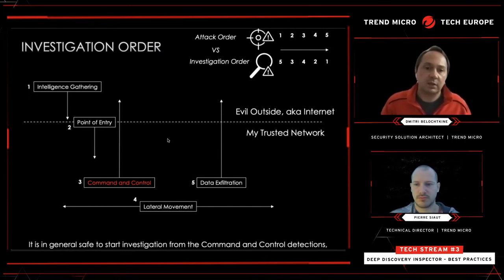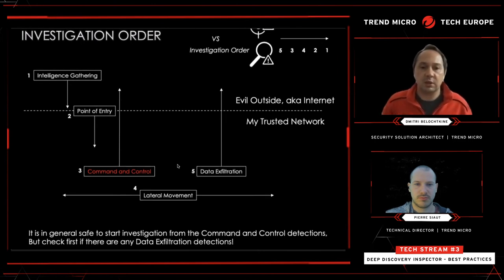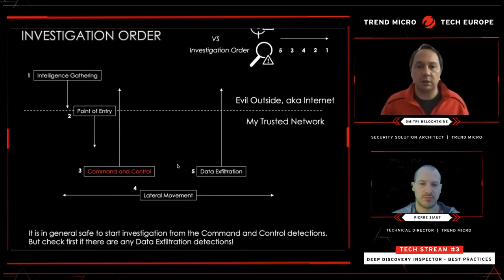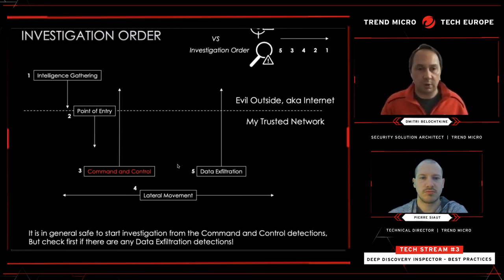And then next, as you see here, the statement is that it's in general safe to start investigation from the command and control detections. Command and control usually means that someone is calling out from inside my trusted network. So in most cases it's already an indication of infection, and you'd like to understand as soon as possible how it runs and how to stop it.